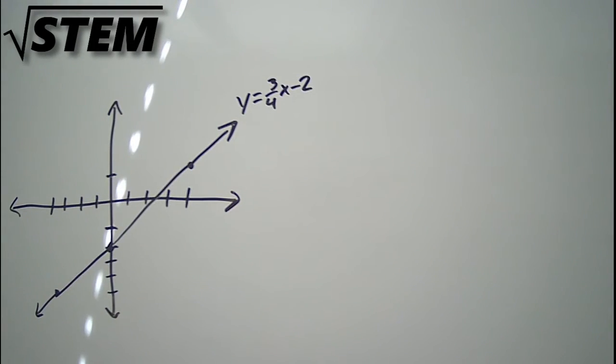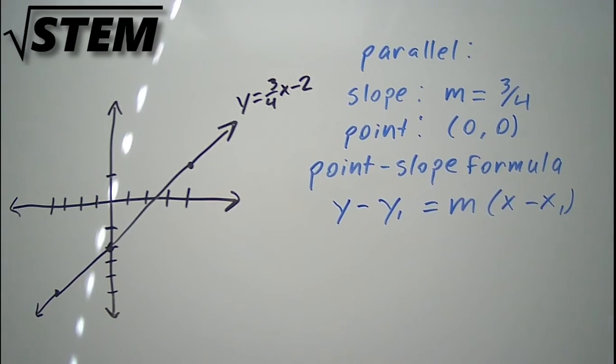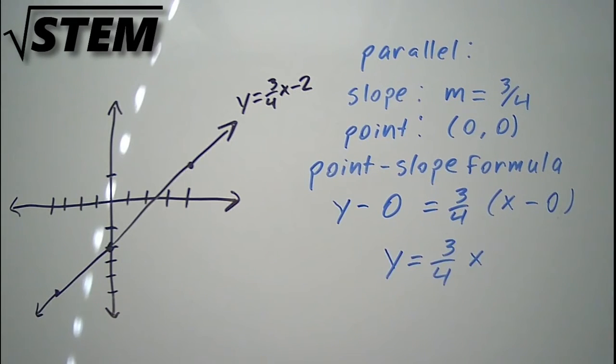To find our parallel line, remember that lines which are parallel have the exact same slope, which means the slope of our parallel line will also be 3/4. Because we have a point that the line will pass through, 0, 0, and the slope, we can construct the line using the point-slope formula. This gives us that y minus 0 equals 3/4 times x minus 0, or y equals 3/4 x.